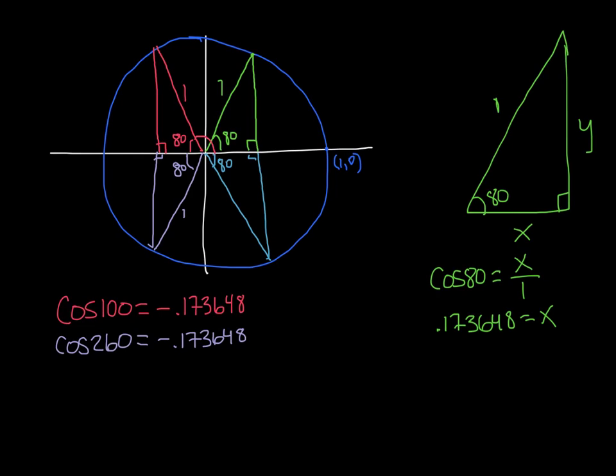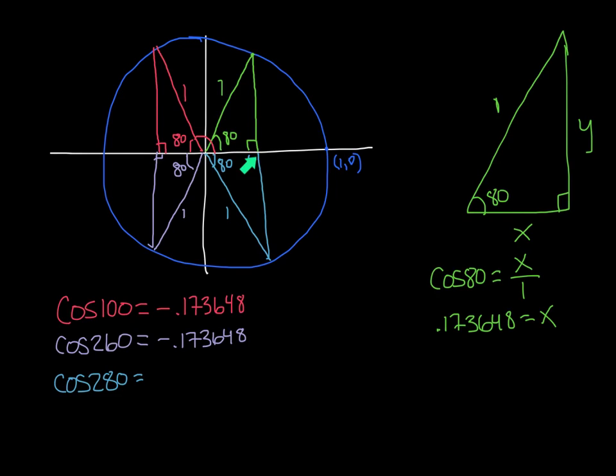That's kind of nice. My hypotenuse is 1 again. What triangle do I have? Yep, it's the same exact thing. So we've got cosine of 280 is going to be... Now, I think we're going to agree that it's going to have the same magnitude, right? It's definitely going to be 0.173648. But is it positive or negative?